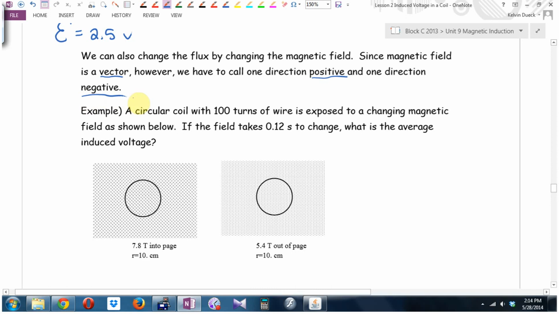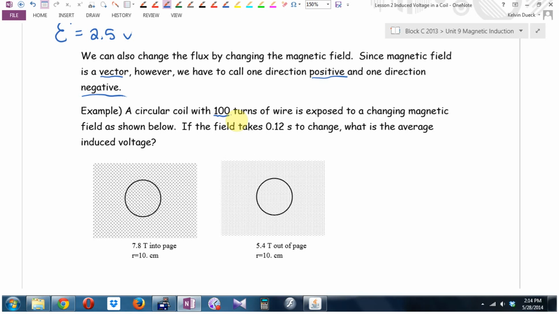Looks like you needed that. A circular coil of 100 turns of wire is exposed to a changing magnetic field as shown below. Look at the picture. What direction and what magnitude is the magnetic field initially? Just read magnitude and direction. How big? 7.8 Teslas. Which way?